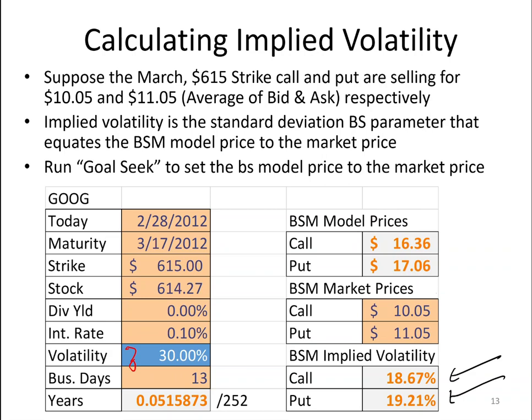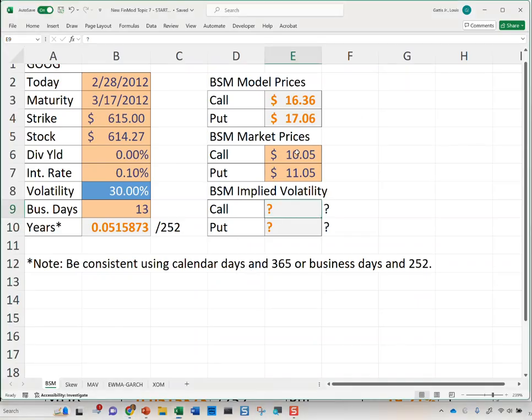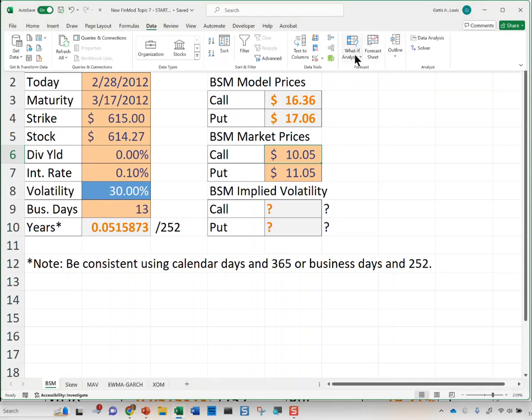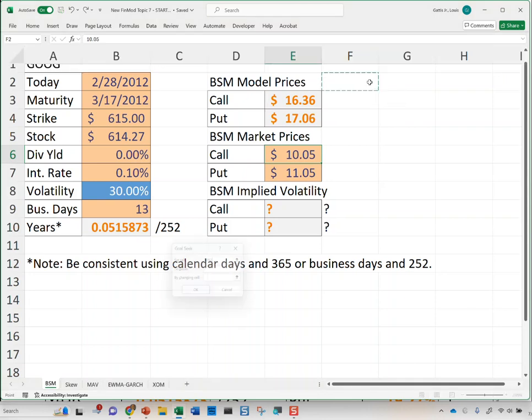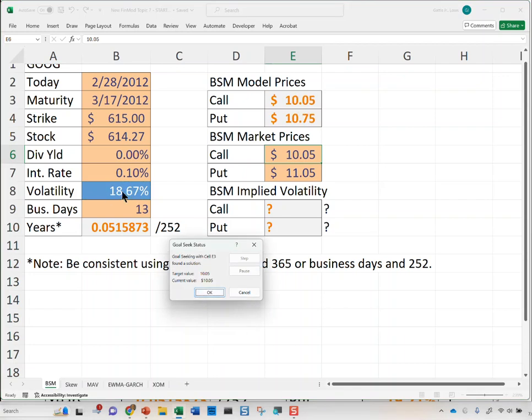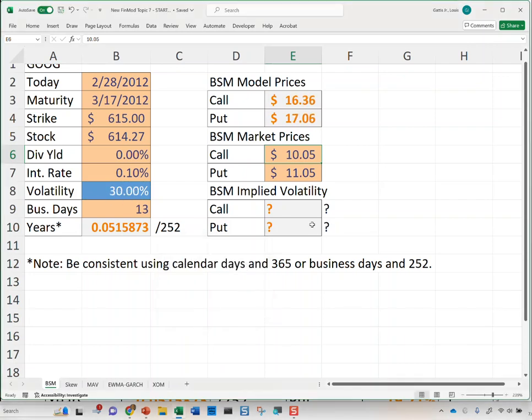What we're going to do is run it using GoalSeek. So we'll go to our spreadsheet, and we could run a GoalSeek. I'll do Data, What-If, GoalSeek, set the Black-Scholes price to 10.05, that's the market price, by changing the input to Black-Scholes, hit OK. And I get 18.67. So I'll just type that in there, 18.67.